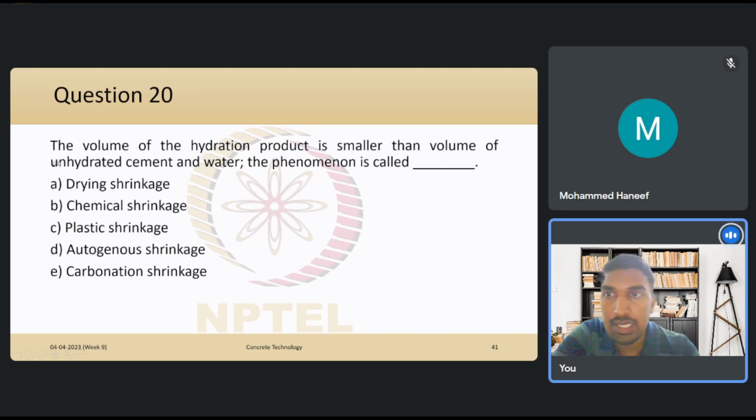Okay, question 20. The volume of the hydration product is smaller than the volume of unhydrated cement and water. This phenomenon is called dash. The options are A, drying shrinkage, B, chemical shrinkage, C, plastic shrinkage, D, autogenous shrinkage, and E, carbonation shrinkage.